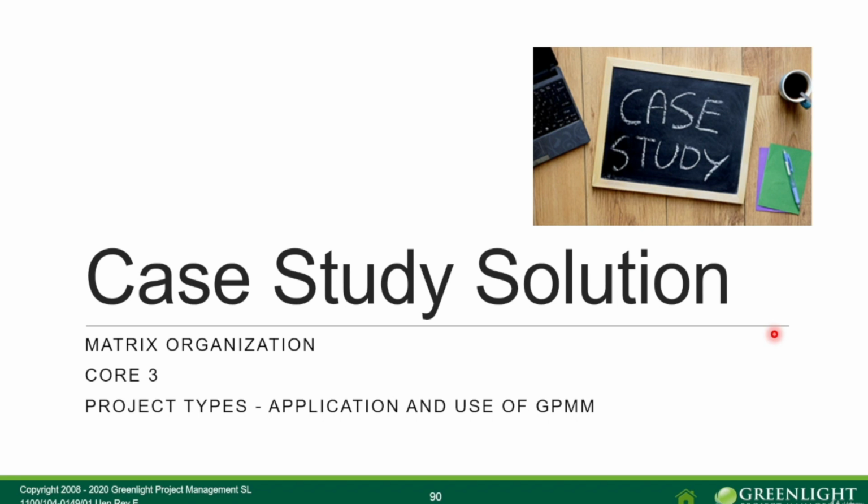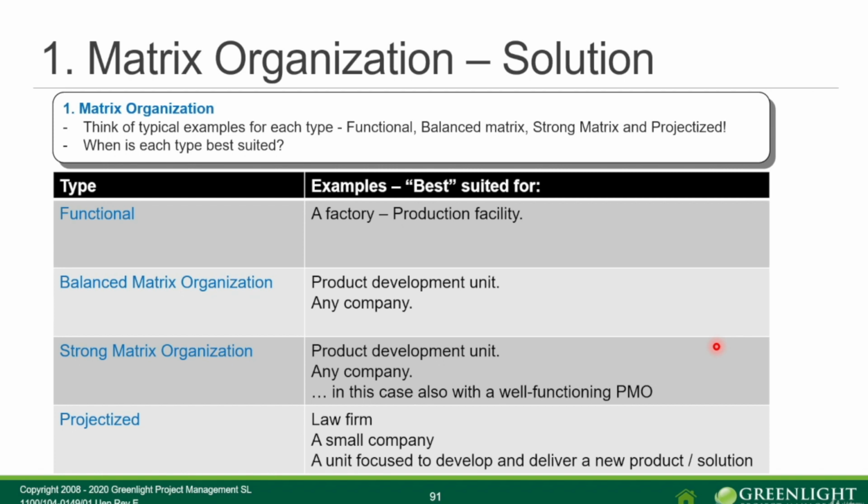So I hope you were successful or you found it interesting to look into these three different parts of the exercise of this case study. Let's have a look at the possible solution for this. Think of the matrix organization, the core 3 model and the project types. So we start with the matrix organization.